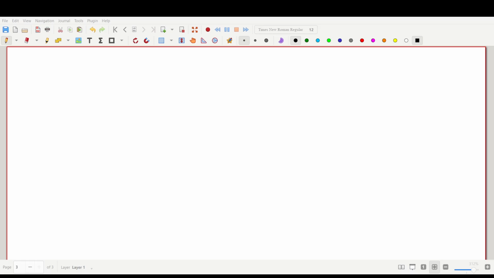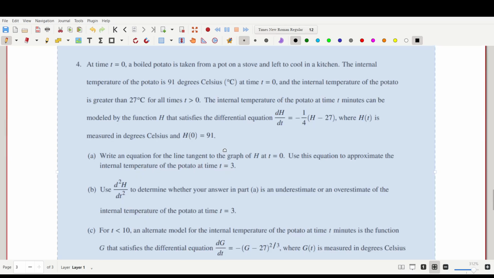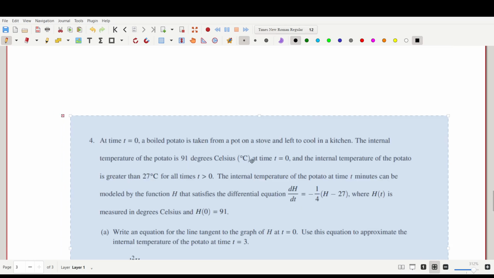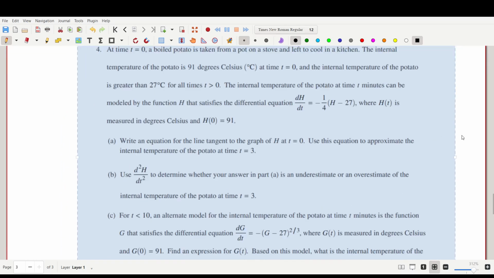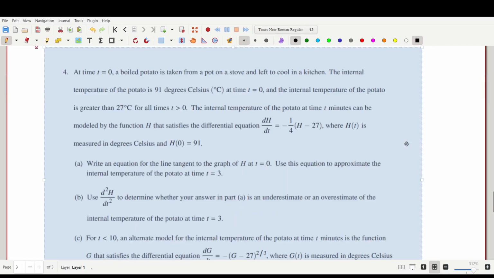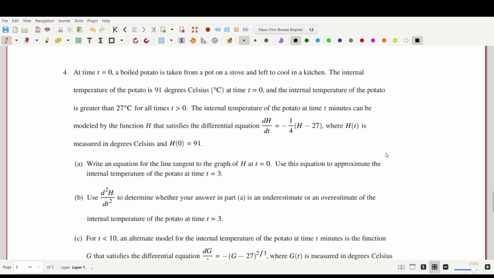Let's see. Potato problem, my favorite. Okay, at time t equals 4, a boiled potato is taken from a pot on a stove and left to cool in the kitchen. The internal temperature of the potato is 91 degrees Celsius. This is a really weird thing for them to say, but you need it at some point. The internal temperature can be modeled by whatever.